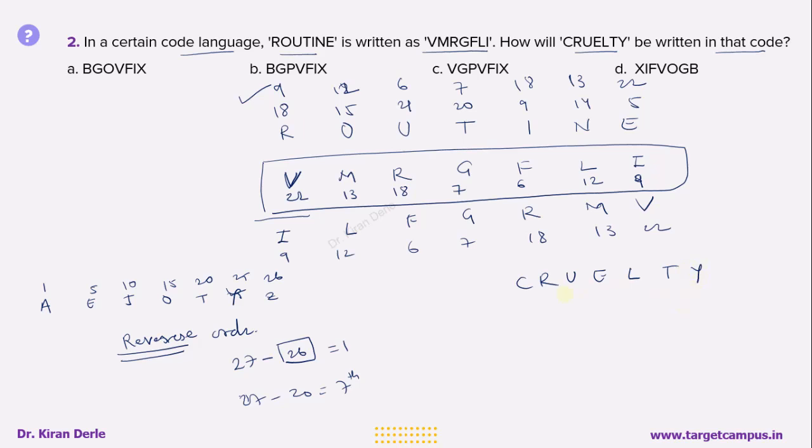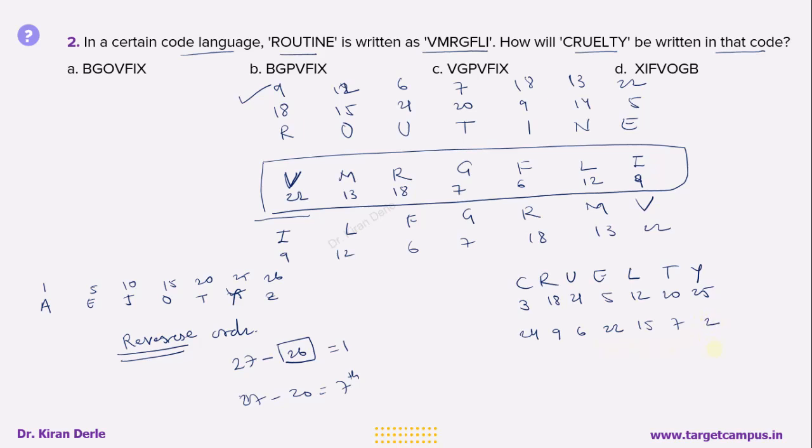CRUELTY. So what is the correct order? 3, 18, 21, 5, 12, 20 and 25. Let's take the reverse order. 27 minus 3 is 24. This is 9. This is 6. 27 minus 5 is 22. 27 minus 12 is 15, 7 and 2.